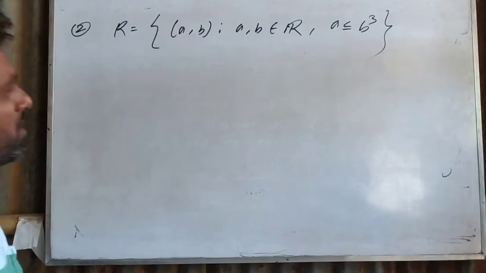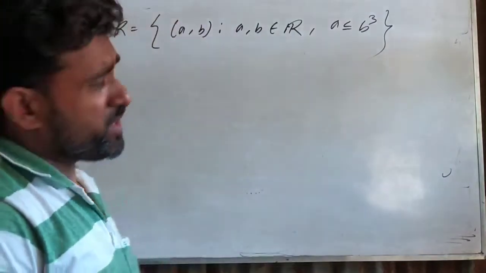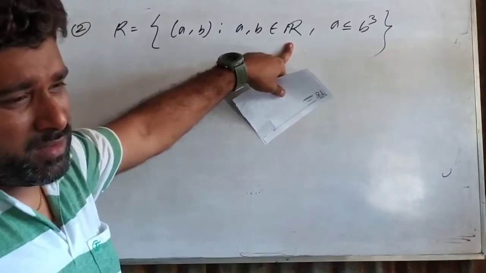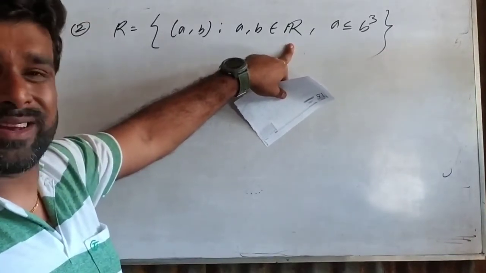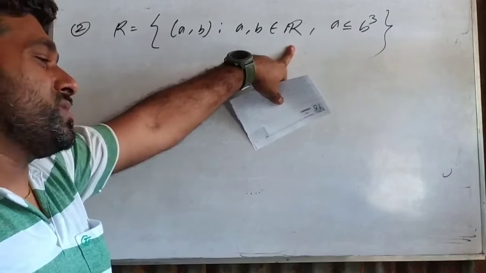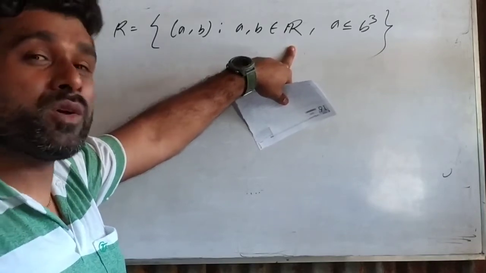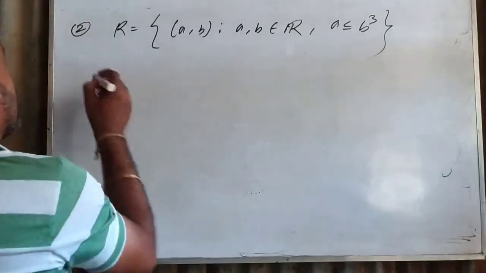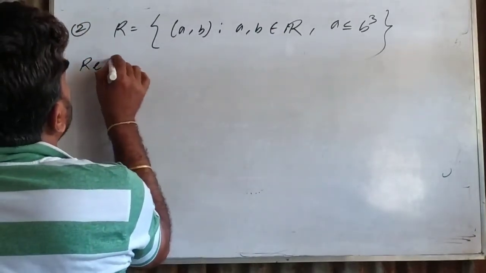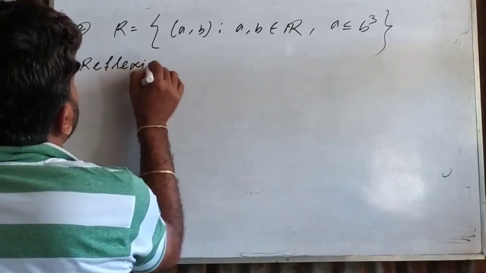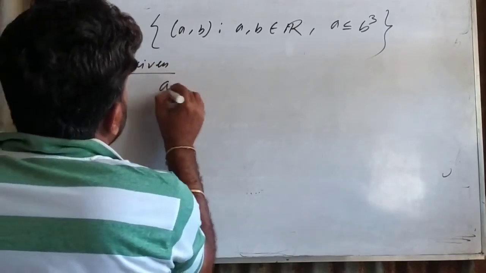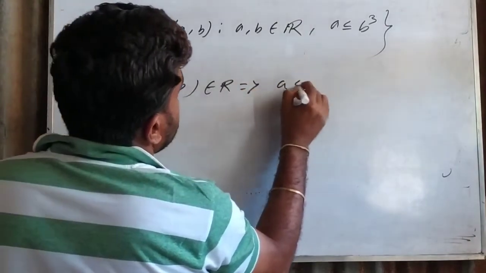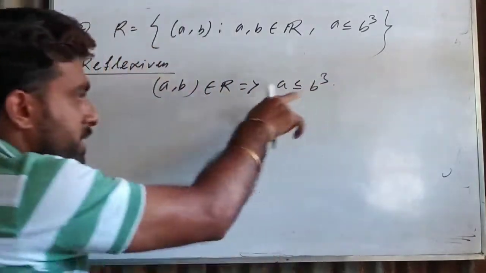Now this type of question, if the real number is given, if the sets are not given, then you can choose any sets here. But here the set is given, that means all the values of a and b should be chosen from the real number set. So here, the reflexive property. Here a comma b belongs to R, and this implies a less equals to b. Here it is the condition.